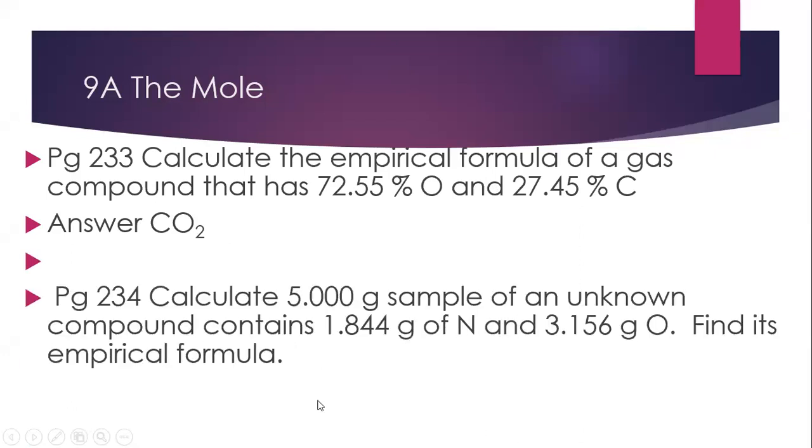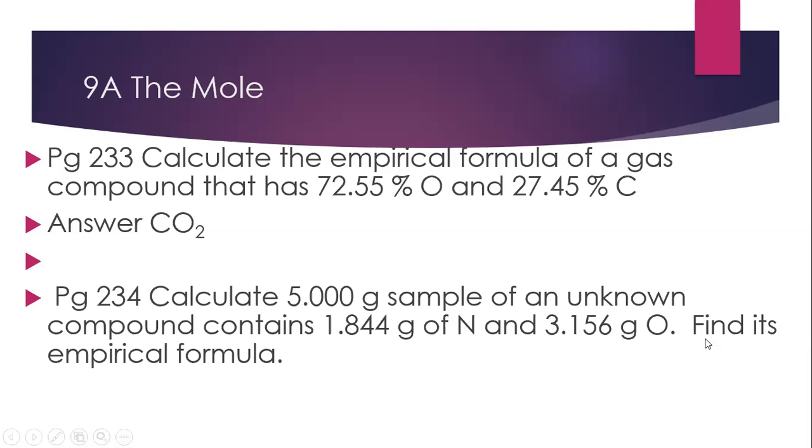Okay, the next one is calculate 5.000 grams sample of an unknown compound. Okay, so it's unknown, but we're going to figure it out by doing the empirical formula. Okay, now this one is not based on 100%. This was based on 100%, right? This is based on a sample of 5 grams. So we still do the same process, okay? We still do the same process where we're going to use these numbers, okay? So we've got nitrogen, 1.844 grams of nitrogen and 3.156 grams of oxygen.